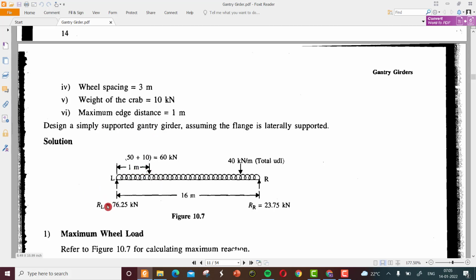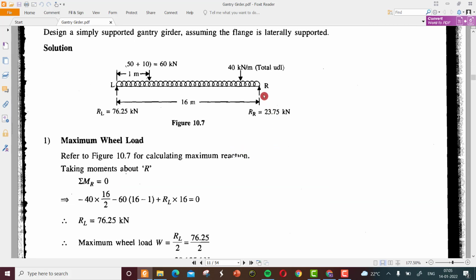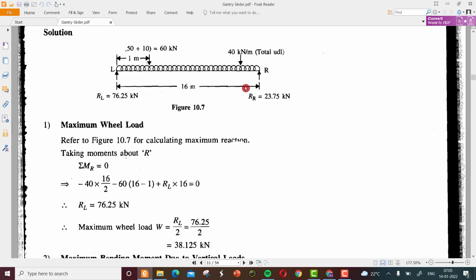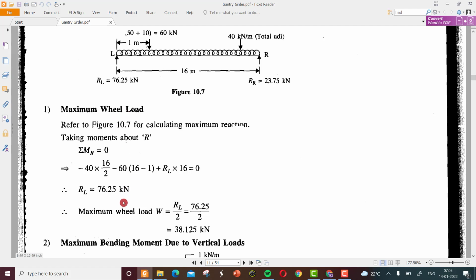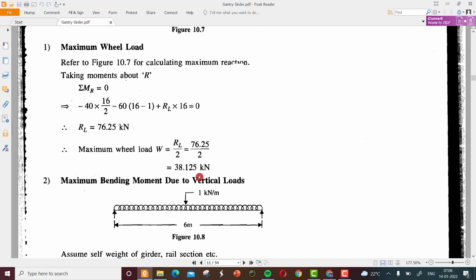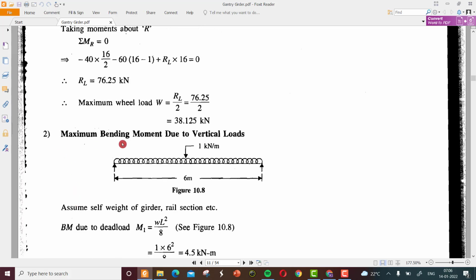to find the maximum wheel load by taking the moment about R, this UDL 40 into total L by 2 minus 16, plus 60 into the distance 15 plus RL into 16 will give you the maximum wheel load as 76.25. So at this point we have two wheels, so each wheel will have a load of 76.25 by 2, which is 38.125. Then we are loading this load to the gantry girder in the second stage.